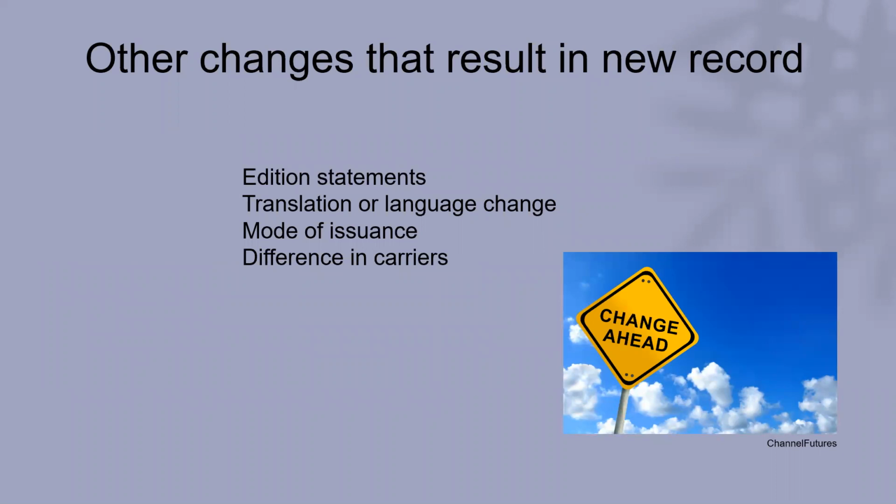So some other changes that could result in a new record. In some cases, you might have the presence of an edition statement that requires a new record. For example, you might have teacher edition versus student edition. Translation or language change will require a new record if you have the English edition and the French edition. If the mode of issuance changes, that will require a new record. So a multi-part monograph is now published as a print serial. And any differences in the carrier will definitely require a new record as well, such as you have the print serial and the microfilm serial.